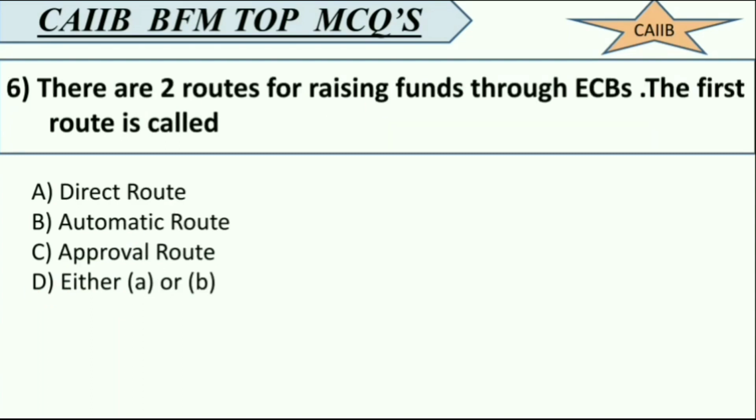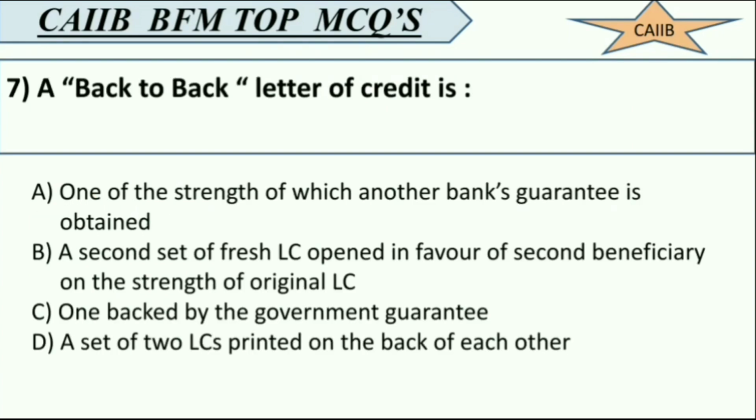There are two routes for raising funds through ECBs. The first route is called direct route, automatic route, approval route or either A or B. The correct answer is option B, that is the automatic route. Next question, question number 7.